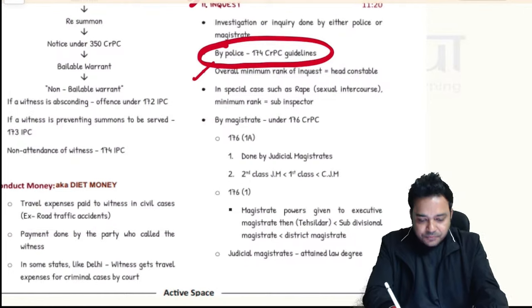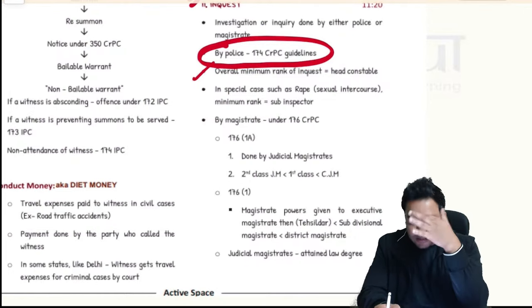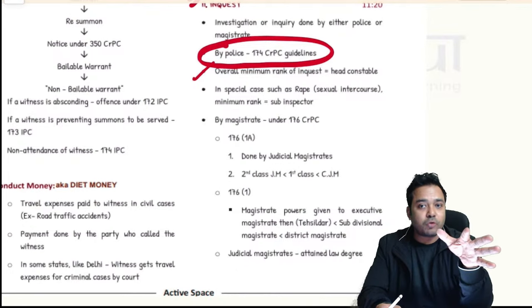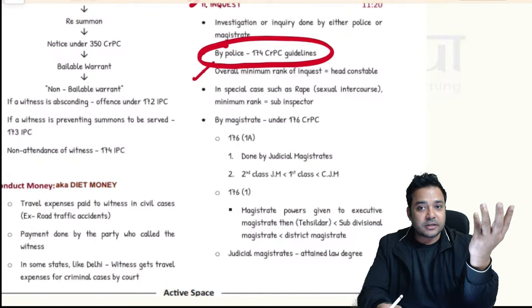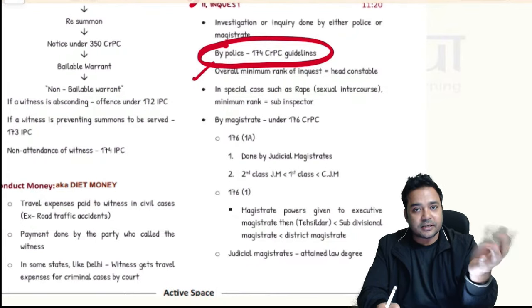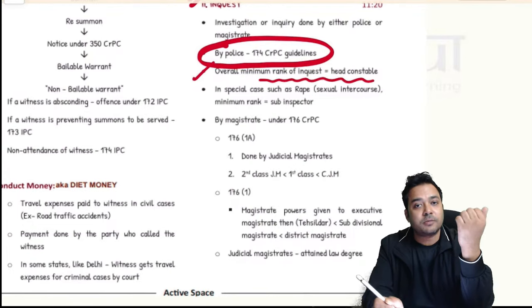Okay. So I'll be writing that inquest is investigation or inquiry into cause of death. Then I will be writing, in India, we follow two types of inquest as made by the British. One is police inquest, which comes under 174 CrPC. Then I will write one or two important points, that overall, the minimum rank is head constable.